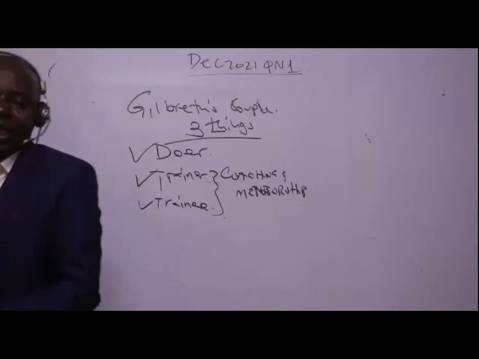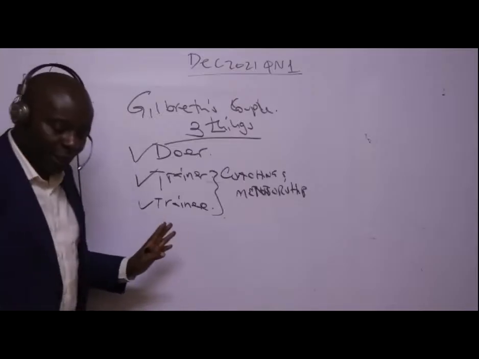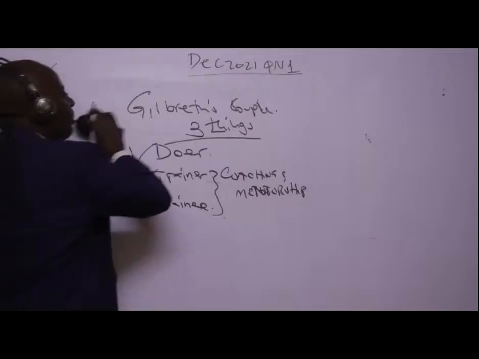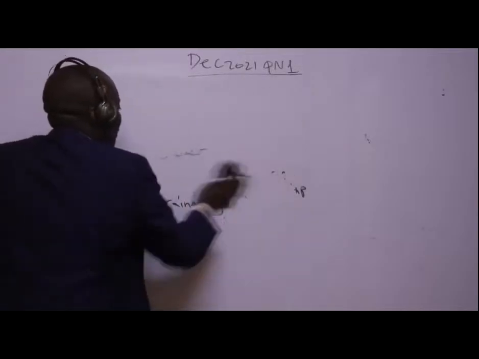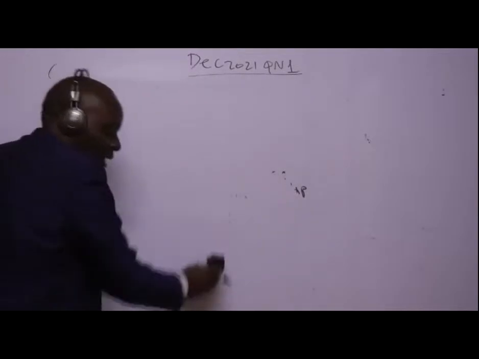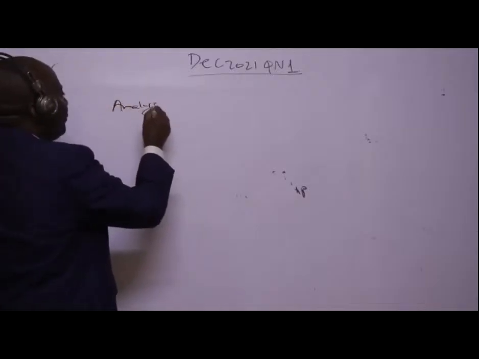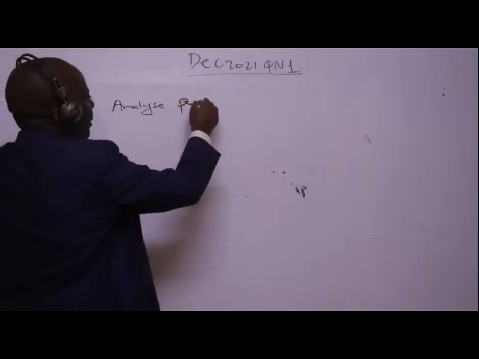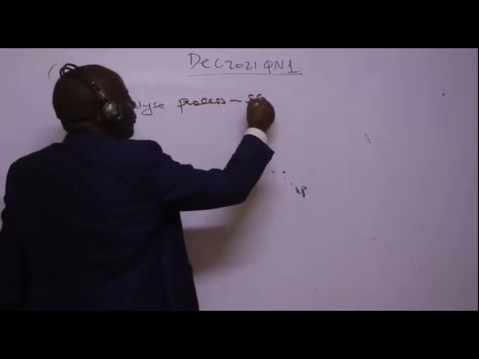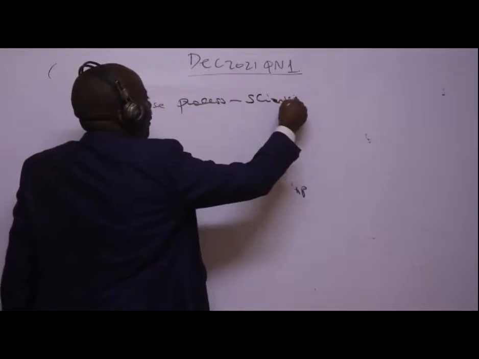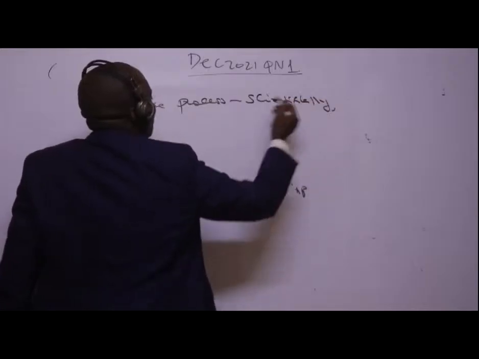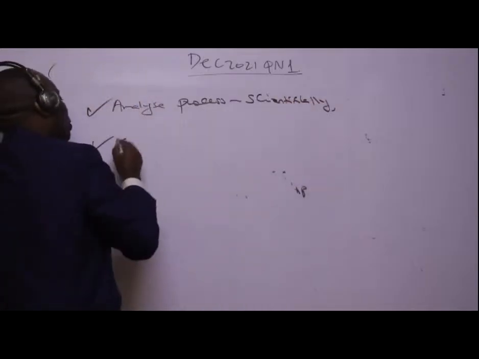By scientifically analyzing, he spoke about two things. Frederick Taylor spoke about two things. That we have to analyze processes scientifically. And then he also spoke about what here, somebody? Standardization of work.